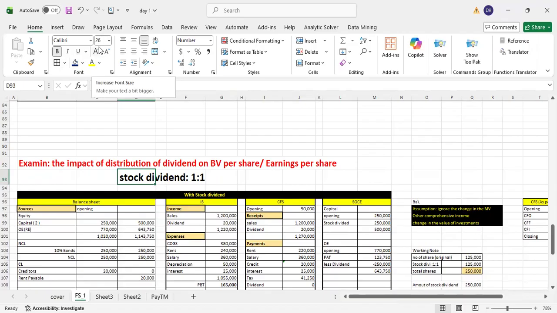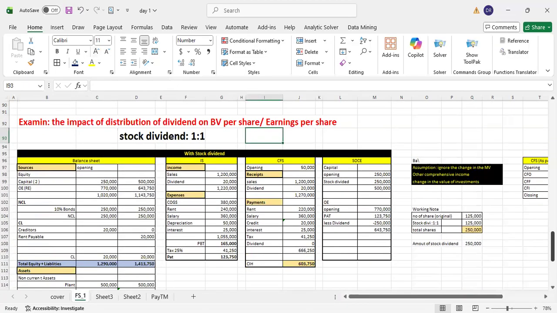What is stock dividend? Stock dividend is a distribution of profit in the form of stock, in the form of shares. So no change in cash, reserves will reduce, capital will go up, so no change in equity because of stock dividend. But what changes is the number of shares. Let us observe that. So the company declares stock dividend in the ratio of 1:1.